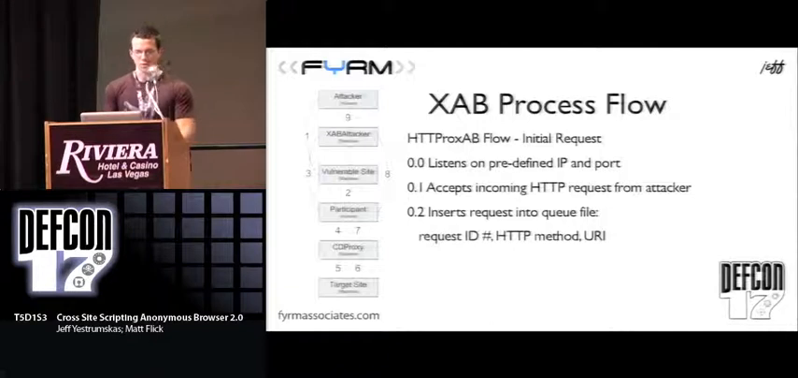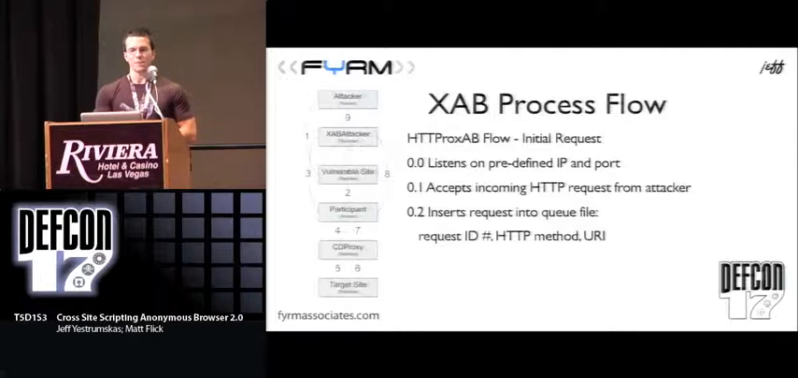So let's just go through this process flow. There's a lot of steps here, a lot of things at play, and we do have a limited amount of time, so if you have any questions about any of these, please hit me up afterwards. Every step here is important and is necessary for a request to go from beginning to end. So the first thing we're going to do is run the proxy on a predefined IP address and port. That proxy is then going to listen for incoming traffic from the attacker. The attacker simply sets his web browser to the IP and port of this proxy.